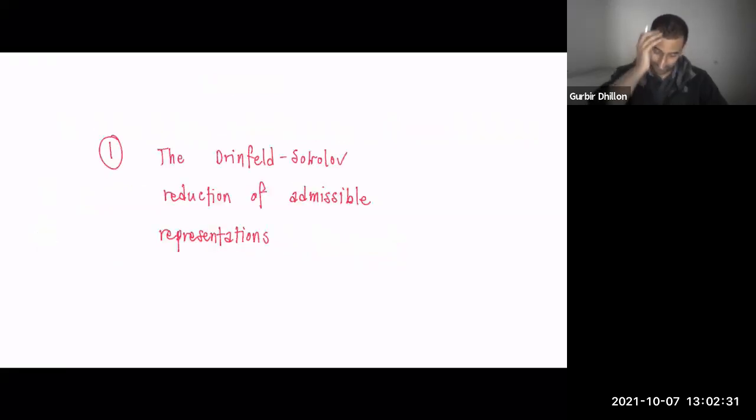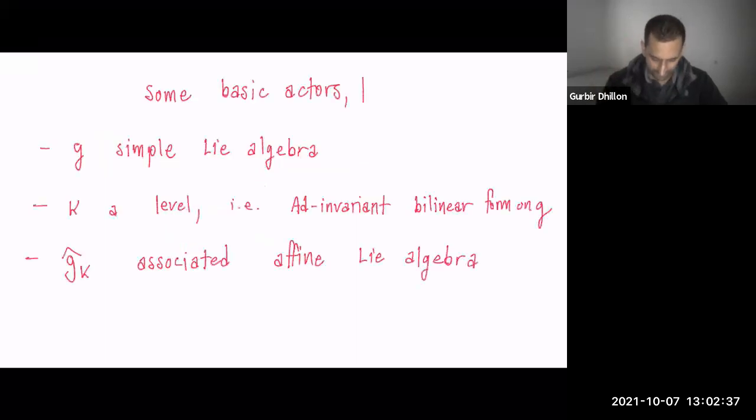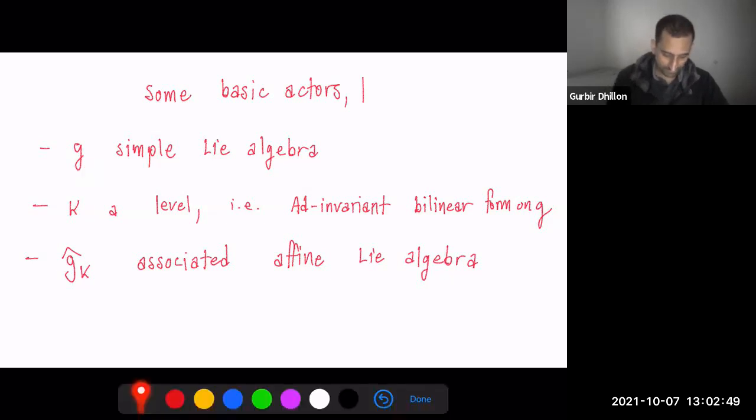So the talk is about Drinfeld-Sokolov reduction of admissible representations. So the first question is: representations of what? So we introduce some of the basic actors in the story. So let's write G for a simple Lie algebra. And let's also fix a level.